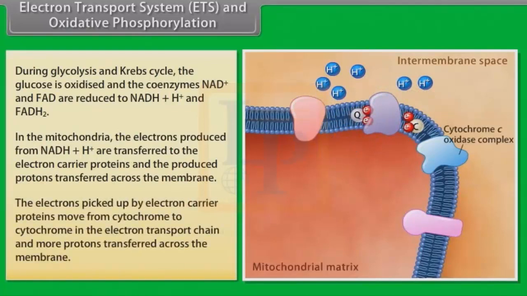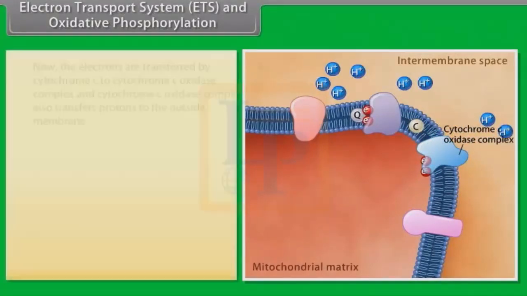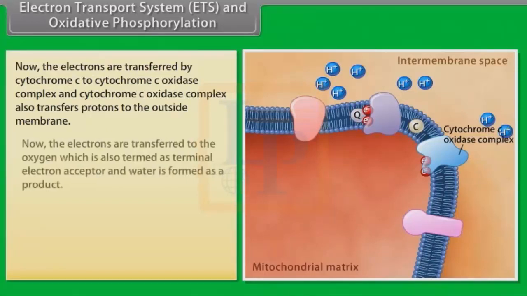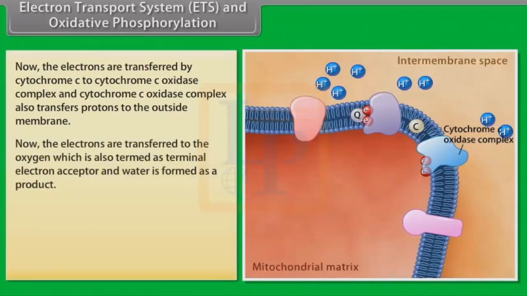The electrons picked up by the electron carrier proteins move from cytochrome to cytochrome in the electron transport chain, and more protons are transferred across the membrane. Now the electrons are transferred by cytochrome c to the cytochrome c oxidase complex, which also transfers protons to the outside of the membrane. Now the electrons are transferred to oxygen, which is also termed the terminal electron acceptor, and water is formed as a product.